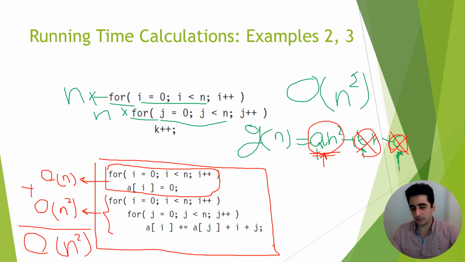So the lesson you can learn here is that if you have the summation of multiple terms and you want to find out the running time using asymptotic notation, only care about the fastest growing term. Don't care about all of them, right? Only pick the one that grows the fastest. In this case, I have order of n and order of n squared, but n squared grows faster, so I just drop the order of n, and I say the time complexity of this whole snippet is equal to order of n squared.